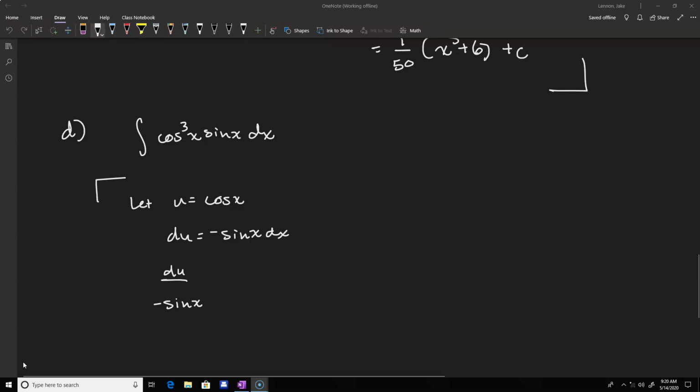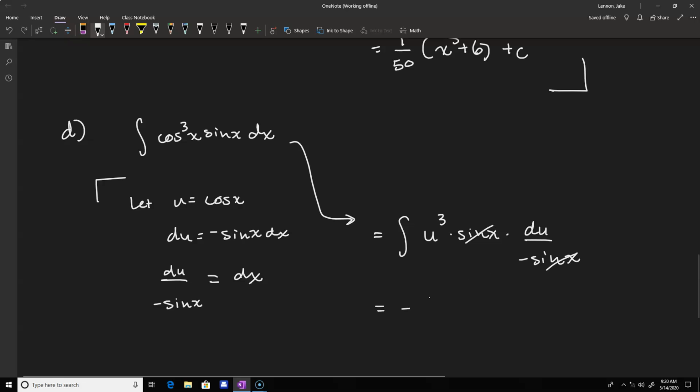So solving for dx, du over minus sine of x is dx. So we can transition our integral here. We end up with the integral of u cubed times the sine of x, and then we can replace dx by du over minus sine of x. So the sine of x's cancel, so our expressions with respect to x are gone. We can bring the negative out front, and we get minus u cubed du, and the integral there is just going to be u to the fourth over 4 plus a constant, and as always we can replace u with what it was originally representing, which is cosine, so this is now cosine to the fourth of x over 4 plus a constant, and that is your antiderivative there.